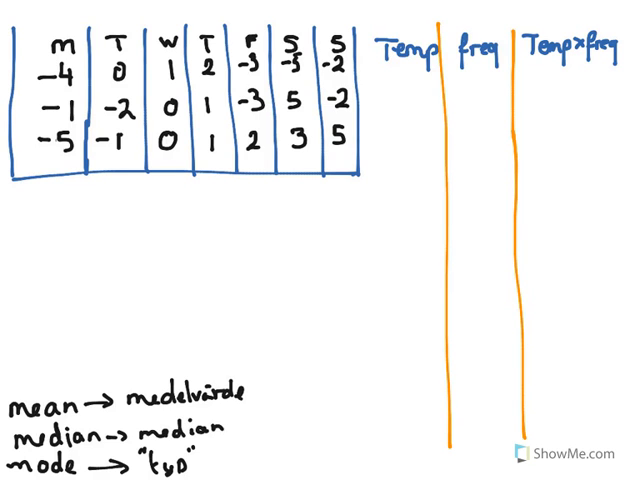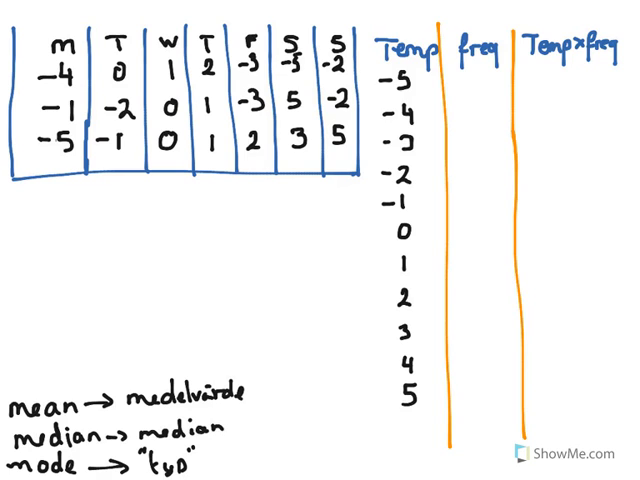I'll start you off and then I'll fill it in afterwards. I find the easiest way to do these temperatures is to make a table with the smallest temperature first. So let's do that. The smallest temperature that we have is minus 5. Then we have minus 4, minus 3 degrees, minus 2 degrees, minus 1, 0, 1, 2, 3, 4. And we don't have any temperature above 5. So we can stop there.